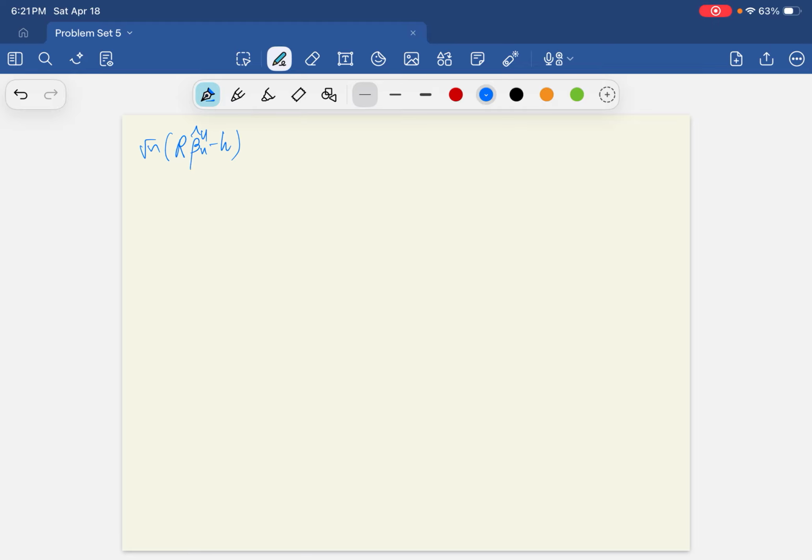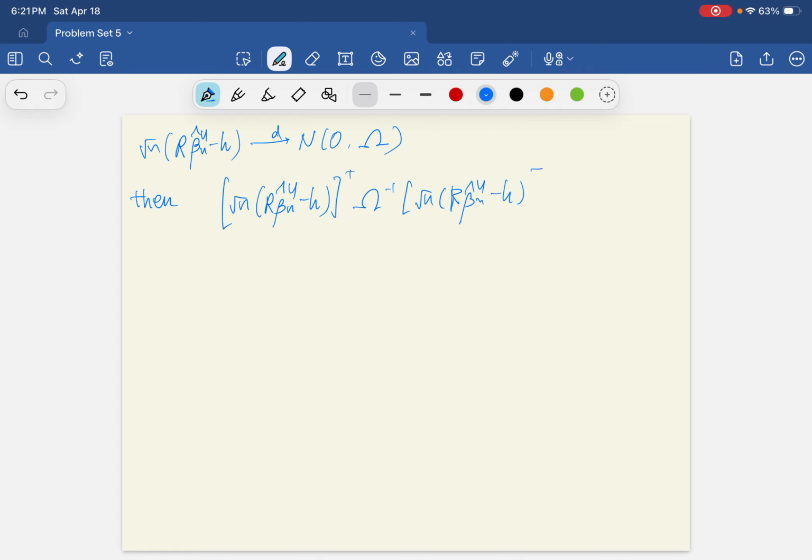And that means when you think about distance for a random variable, we are going to think about this. When you have something that converges to a normal distribution with mean 0 and variance omega, then we know that its transpose times omega inverse times itself will converge to a chi-square with degrees of freedom equal to the rank of omega. Okay, that is a simple theorem we can utilize. So let's find omega, and then think about a test statistic utilizing omega hat instead of omega. And then this much will be your test statistic.